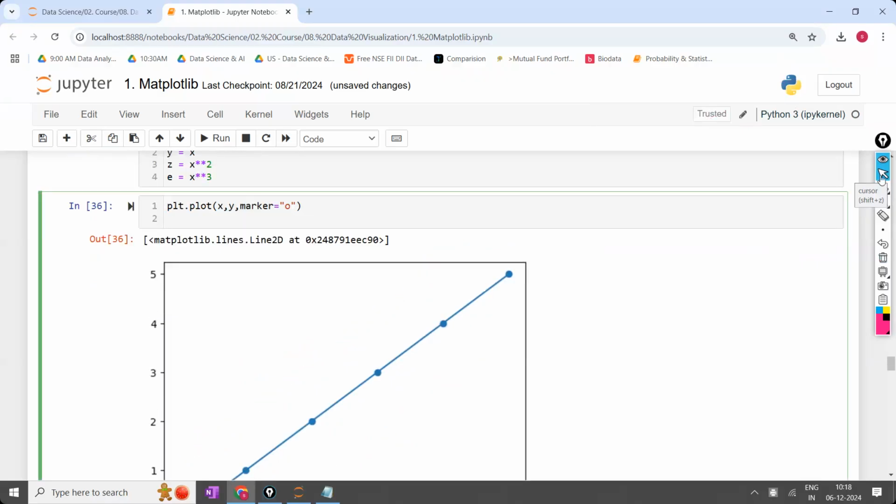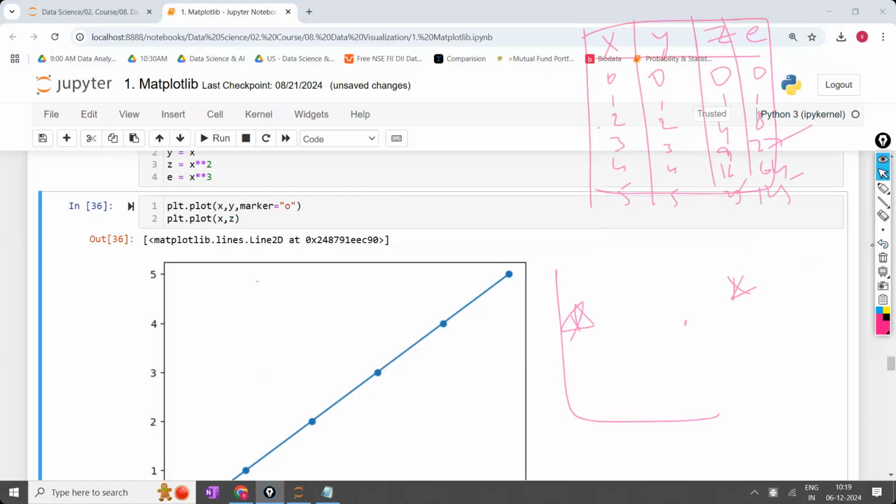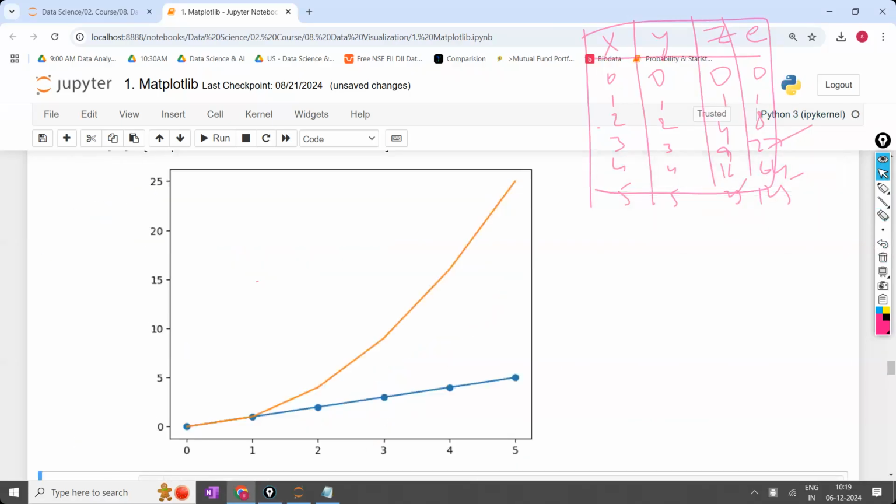Now, after this, what I'm going to do is PLT dot plot of x comma z. Now, what is x comma z? That is x values. What is the x values? 0, 1, 2, 3, 4, 5. And what is the z values? 0, 1, 4, 9, 16, 25. So now you are going to represent the plot between 0, 0, 1, 1, 2, 4, 3, 9, 4, 16, 5, 25.